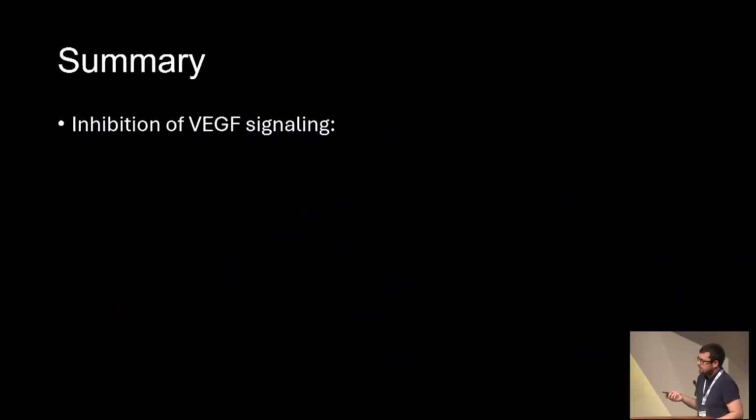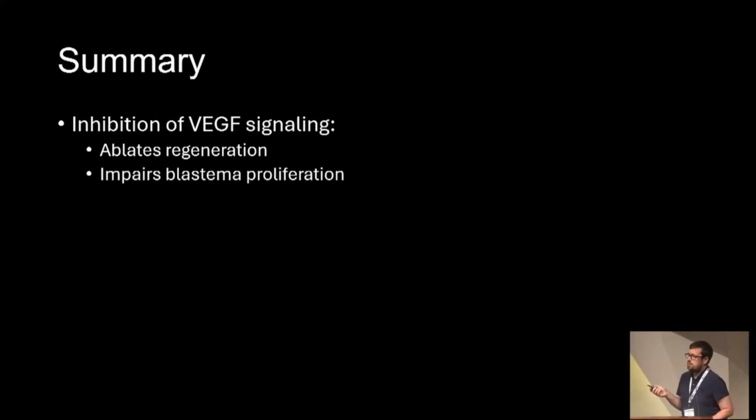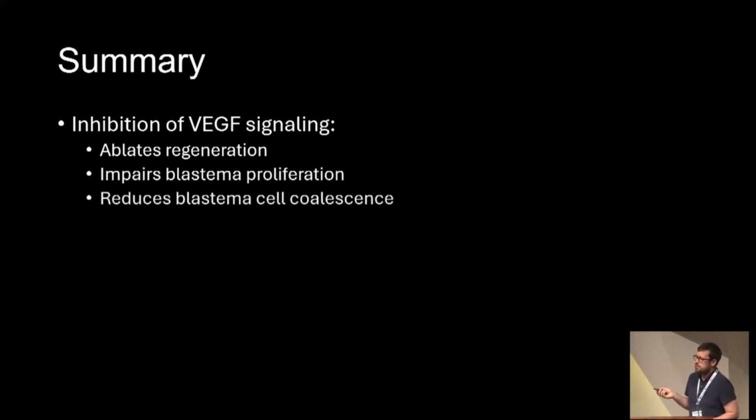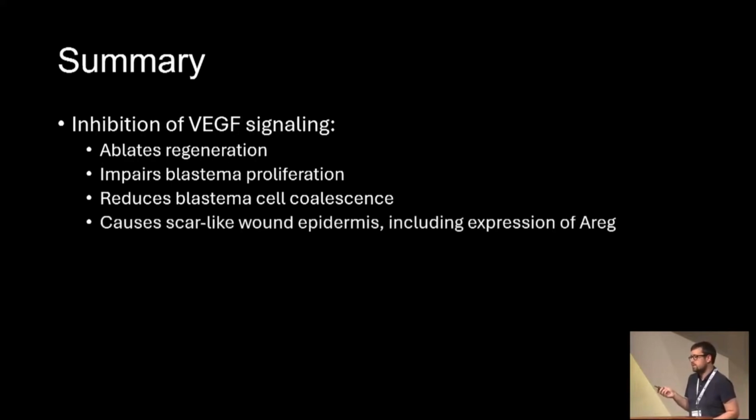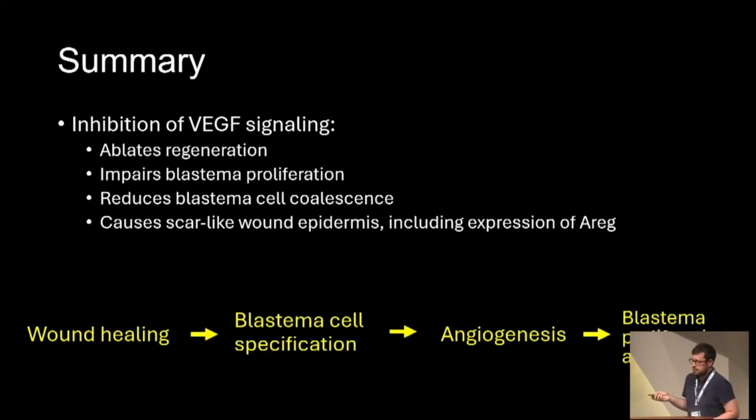So to summarize so far, if you inhibit VEGF signaling, we see a loss of regeneration, impaired blastema proliferation, and reduced blastema cell coalescence. And also we see this potentially scar-like wound epidermis, including expression of early wound healing genes like AREG. So it seems as though there's probably a process here that goes from wound healing through to blastema cell specification, and then it requires angiogenesis in order to move into blastema proliferation and growth.